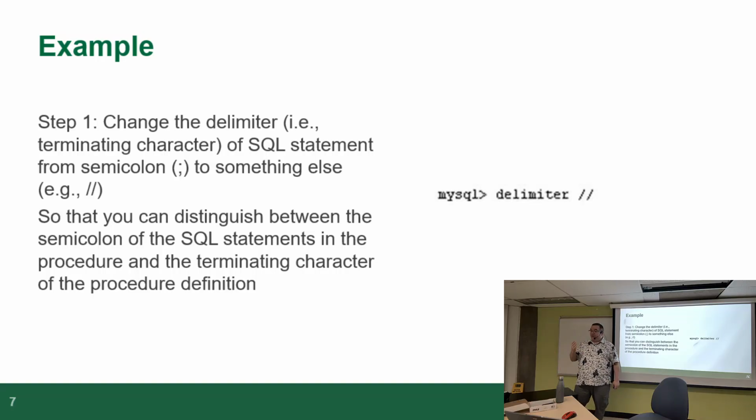So in this case, we're going to change it to double slash. So if you went delimiter double slash, you then would go select star from users, double slash instead of semicolon, and it would recognize that as the end of the command. Something you can't do in Java and JavaScript. And that's a double slash now instead of a semicolon.